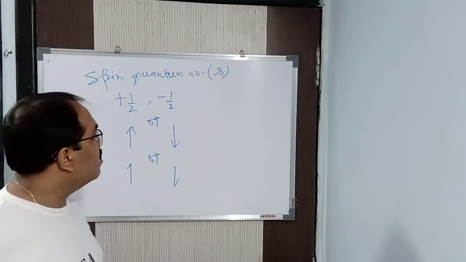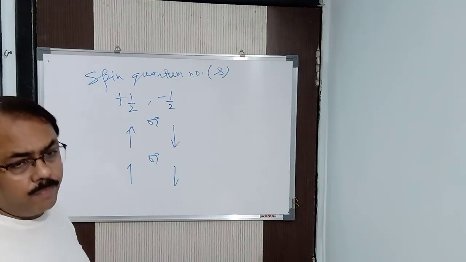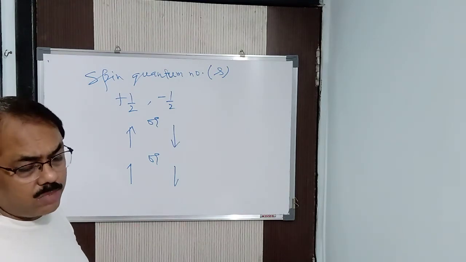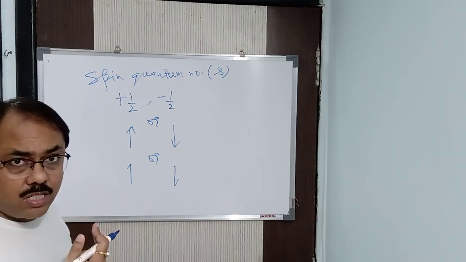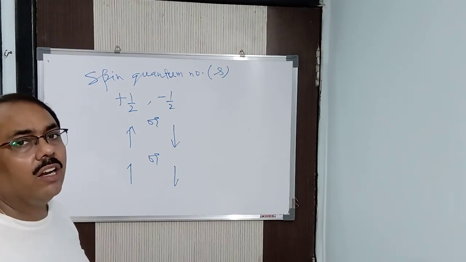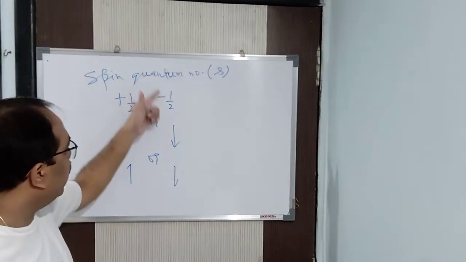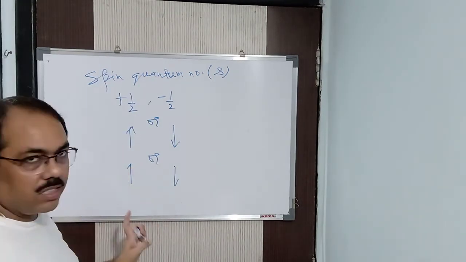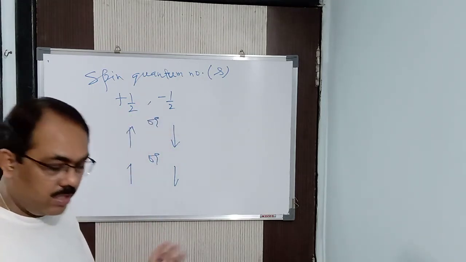This is your spin quantum number, because the electron is not only revolving around the nucleus but also at the same time spinning on its axis. So when it spins, it can spin either in clockwise or anti-clockwise direction. If it is spinning clockwise, we can have this; if anti-clockwise, we can have this, or any other you can take. It's up to you. There is no hard and fast rule that this has to be clockwise and this has to be anti-clockwise.